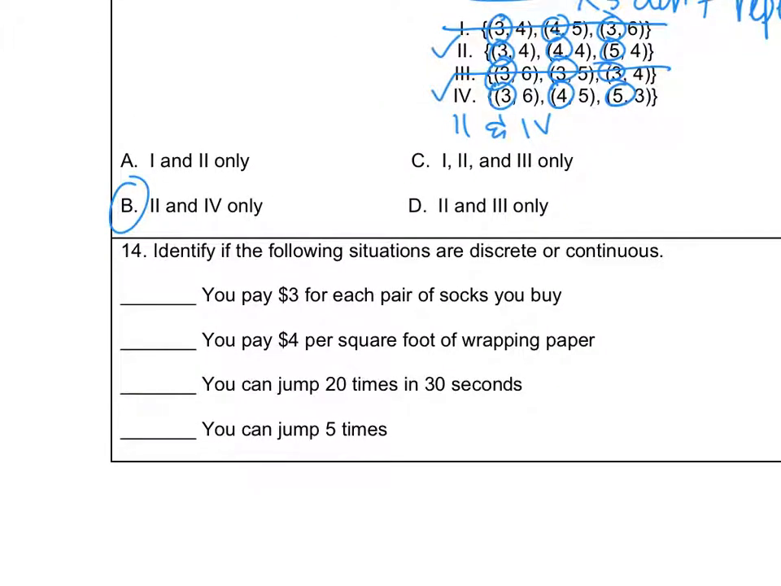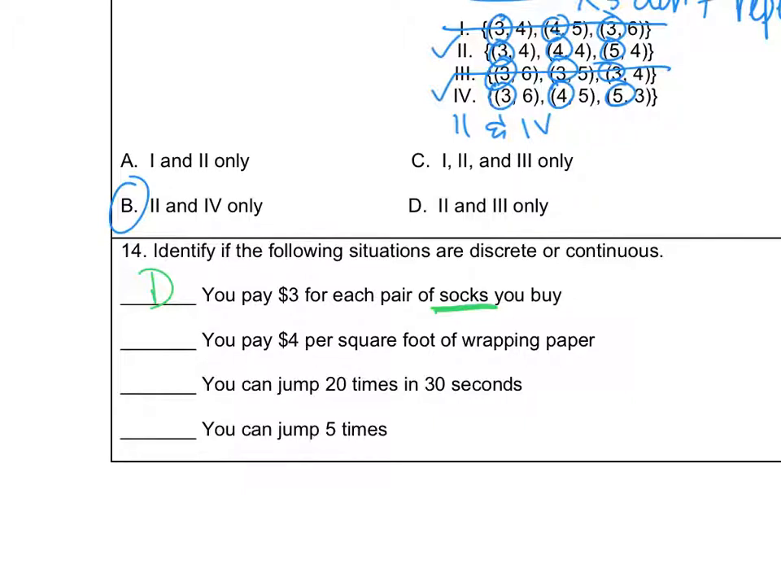And then problem 14 asks us to identify if these are discrete or continuous. You pay $3 for each pair of socks that you buy. Can you buy separate socks? Can you buy one sock and not buy both socks or the pair of socks? No, so it is discrete because it cannot be broken up.